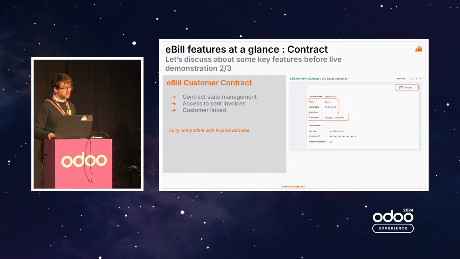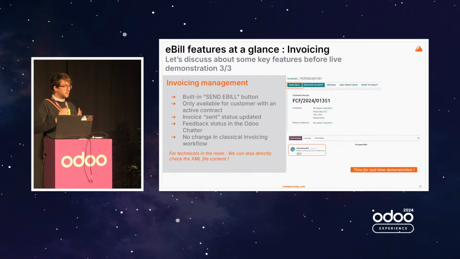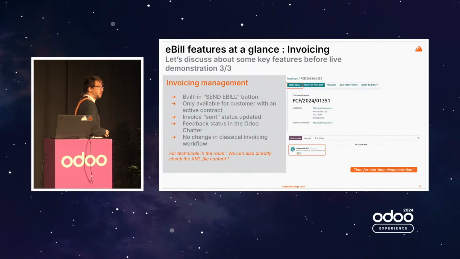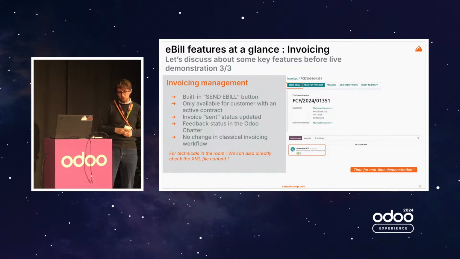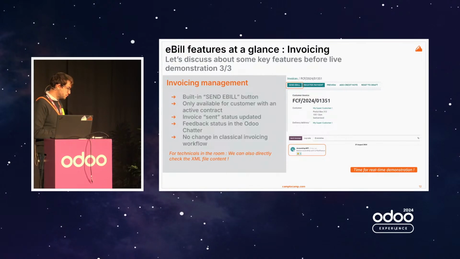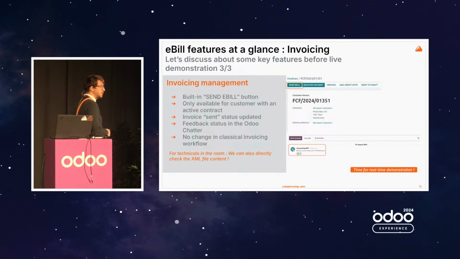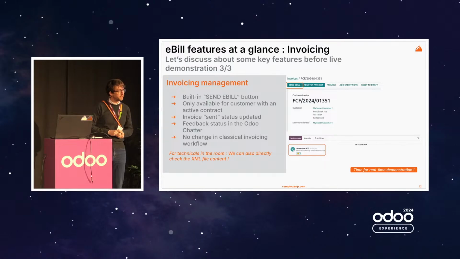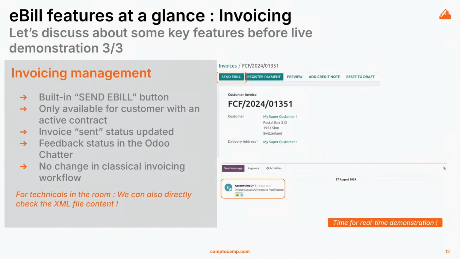Then, if you have a contract, the next step is, okay, let's send some invoices. That's the third object that is important. In invoicing management, you now have a send eBill button at the top left, at the place we expect to have this button. And if everything is set up correctly on the customer level, I have my service, I have my contract active, you have this button that says send eBill. And directly from the invoice form, so in the standard way, I can send it to my customer.